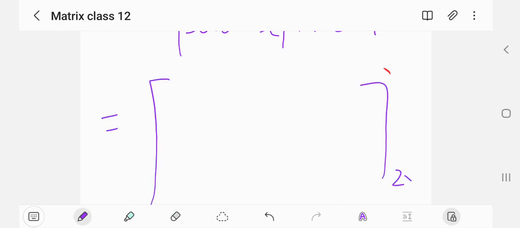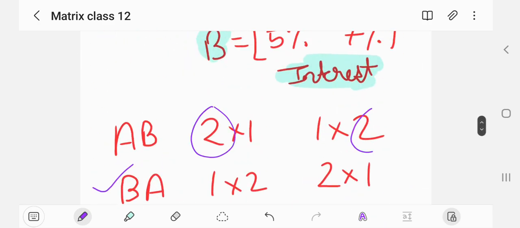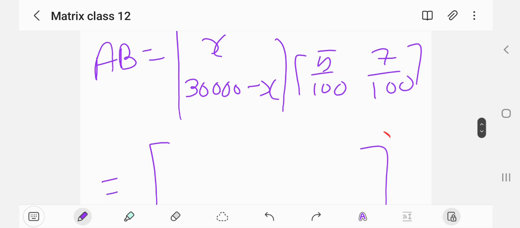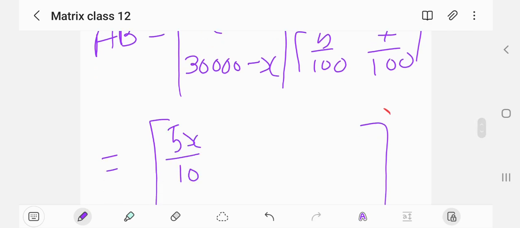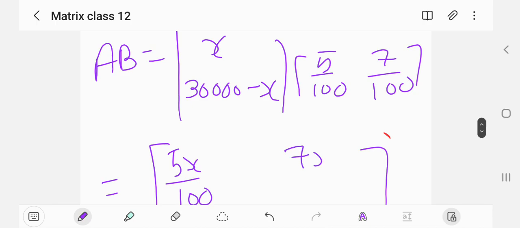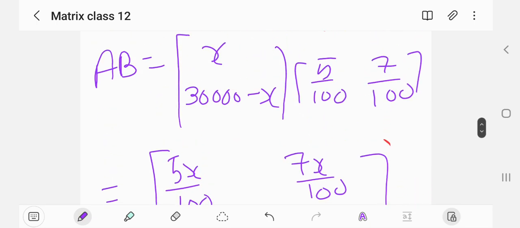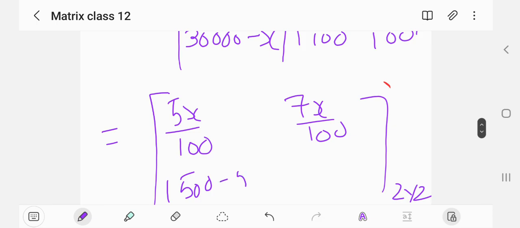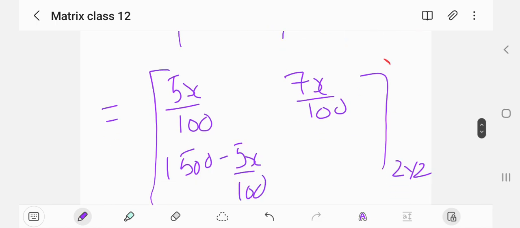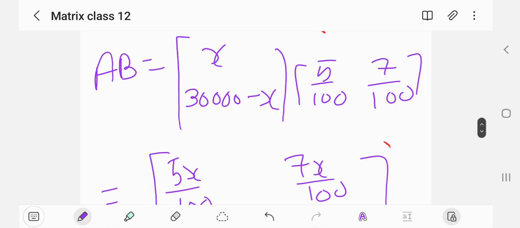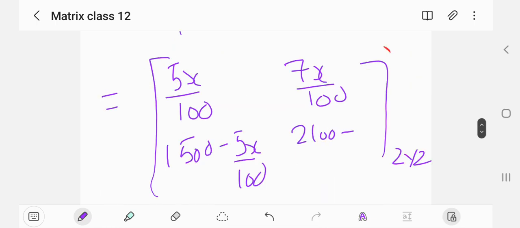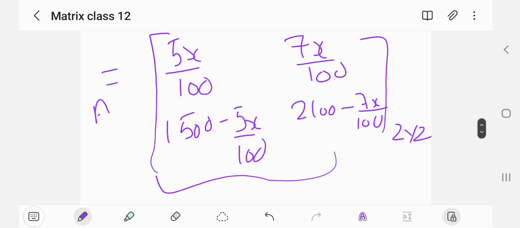This matrix will be of 2 by 2. I already know that from here, right? So if I multiply, I get 5x upon 100, and here I will get 7x upon 100, and here I will get 1500. These two zeros will cancel. So 1500 minus 5x upon 100, and here I will get 2100 minus 7x upon 100. This is the matrix which I am getting after multiplying AB.